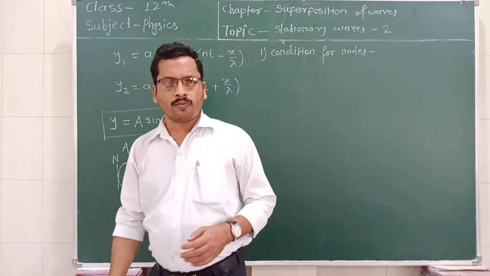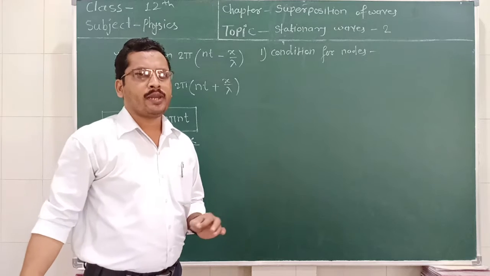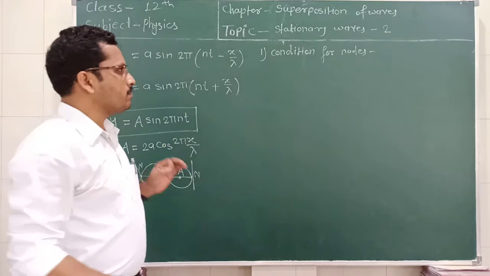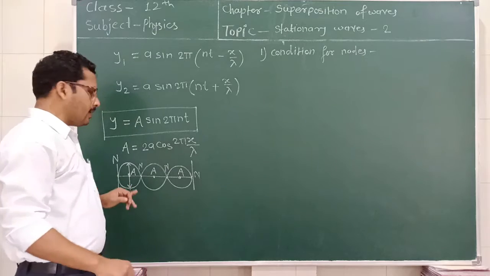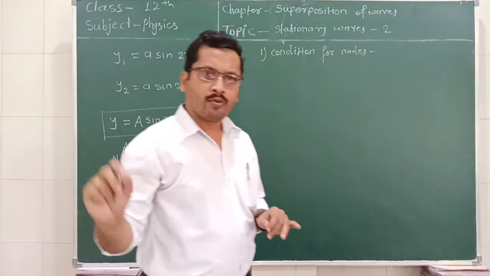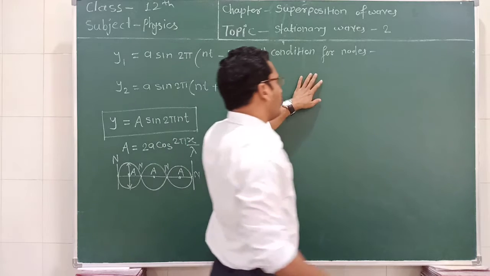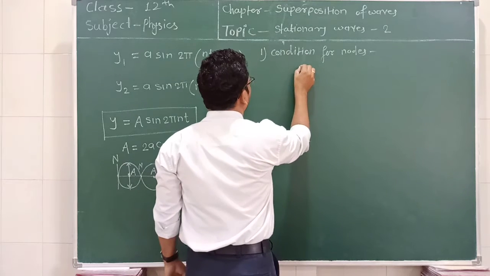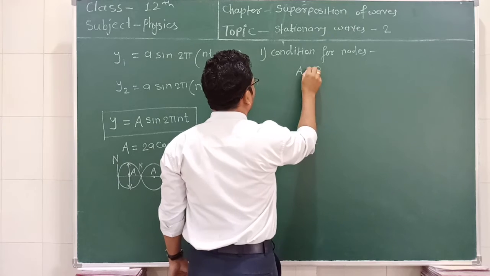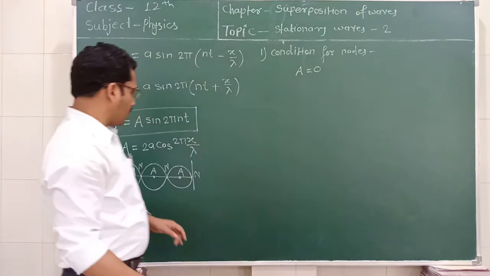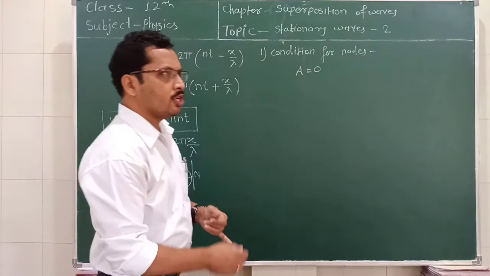Nodes are formed when the amplitude of the particle is minimum, or equal to 0. The particles don't vibrate; they remain at their original position. So we can say that the amplitude for a node is equal to 0, because they don't vibrate about their mean position. So A is equal to 0.